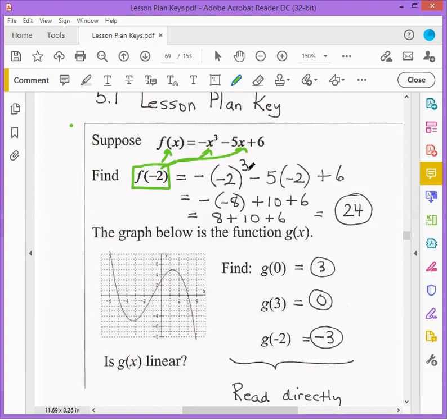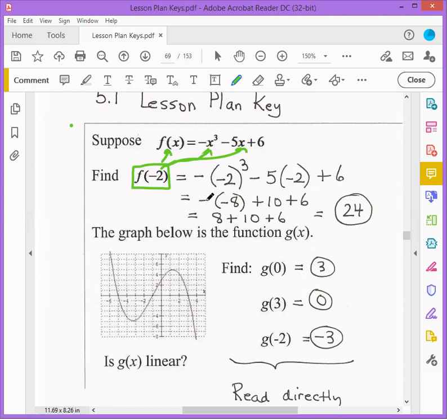Now we're going to simplify. In parentheses, negative 2 to the third power is negative 8. We carry down the minus sign in front. Now, behind that, we have minus 5 times negative 2, and a negative number times a negative number. Negative 5 times negative 2 gives us positive 10. Carry down the plus 6 at the end, and now we're going to continue to simplify left to right.